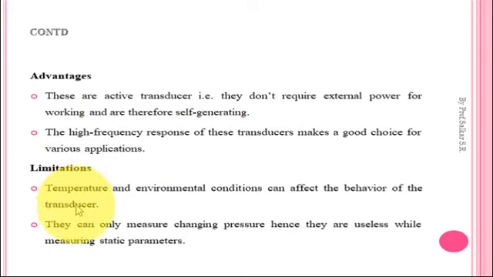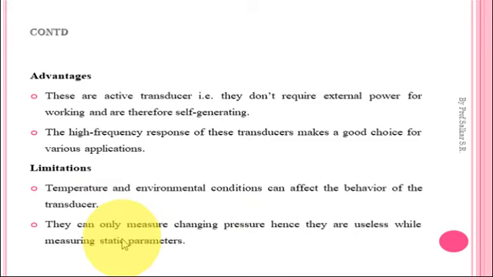And the disadvantage is that temperature and environmental conditions can affect the behavior of the transducer. So if the temperature of the particular environment or surrounding changes, then it may affect the output or behavior of the transducer. And second, they can only measure changing pressure, hence they are useless for measuring static parameters.